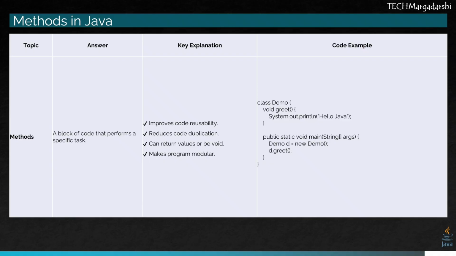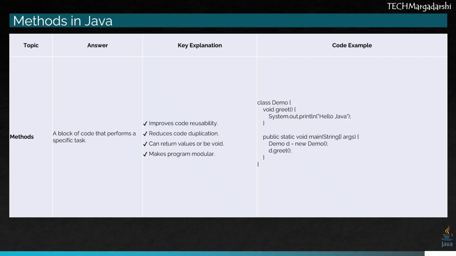Inside the main method, we create an object of the Demo class using Demo d = new Demo(). Then we call the method using the object, d.greet(). As soon as the method is called, the code inside the greet method gets executed and prints the message.